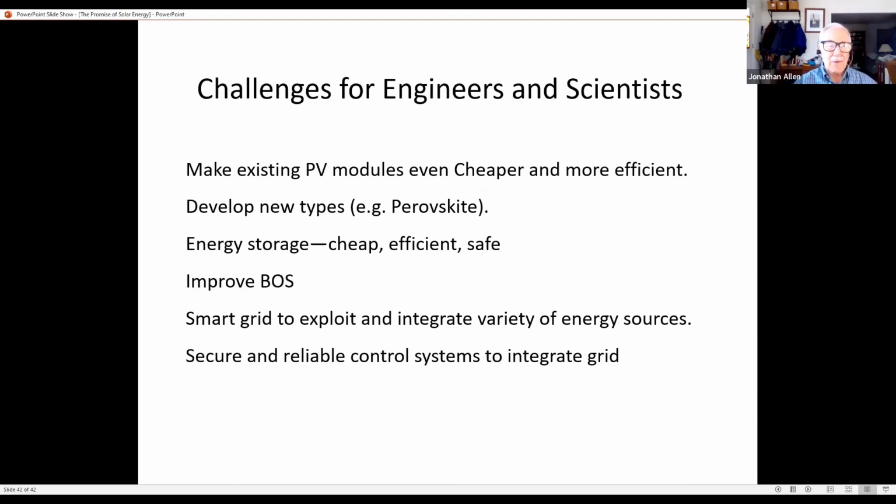Make existing photovoltaics cheaper and more efficient, develop new types, get those perovskites working, and maybe even new things beyond that. Energy storage, cheap, efficient, and safe, improve the balance of the system. Smart grids to exploit and integrate the variety of energy sources, and secure and reliable control systems to integrate the grid. Those last two are good for our digital and computer jocks.